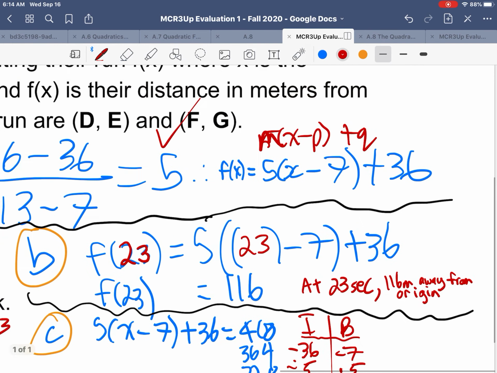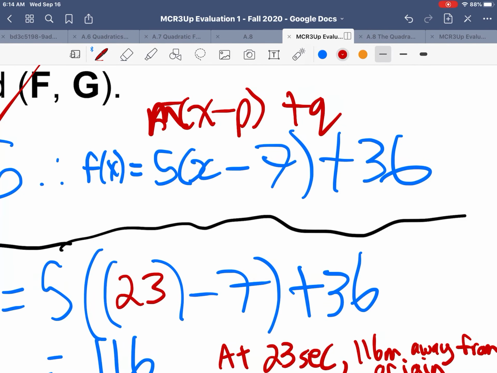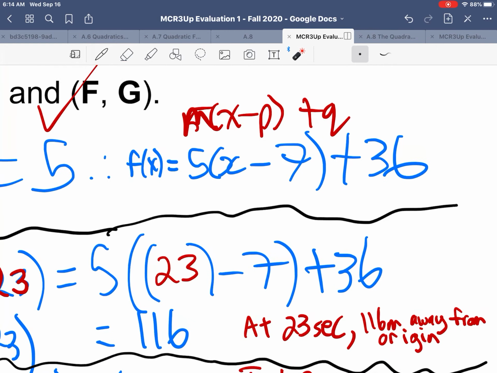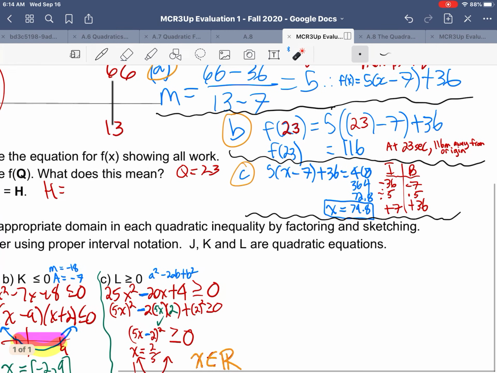If you think about it, if x equaled 7, you'd have 7 minus 7 plus 36. So 7 comma 36 is on the graph, and the slope is 5. Or 5x plus 1 was acceptable as well, if you use the traditional ways of finding out the equation.